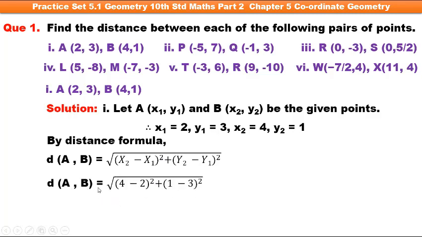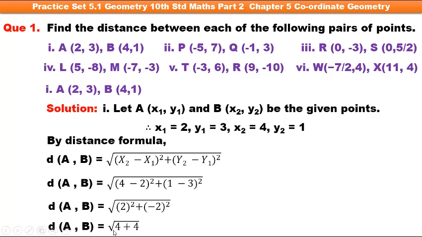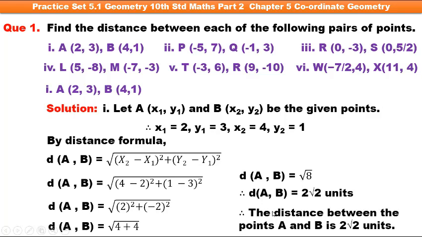Distance AB, by putting the values of x2, x1, y2 and y1, we get the square root of 2 squared plus (-2) squared. Therefore, the square root of 4 plus 4. Therefore, distance AB is equal to the square root of 8. Distance AB is equal to 2 root 2 units. The distance between points A and B is 2 root 2 units.